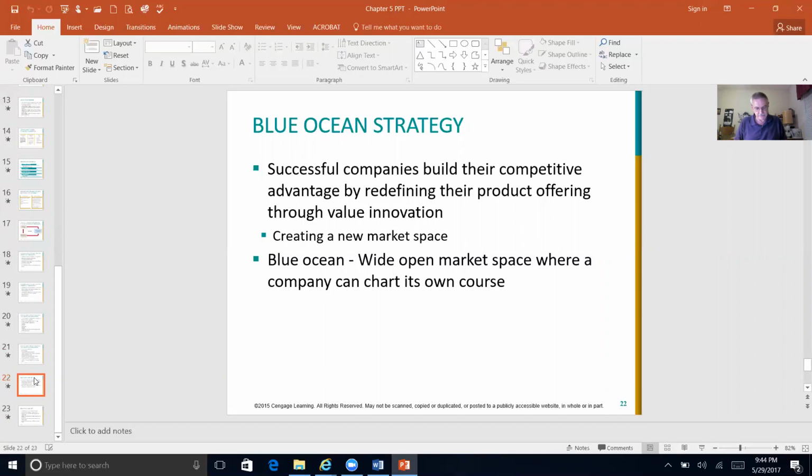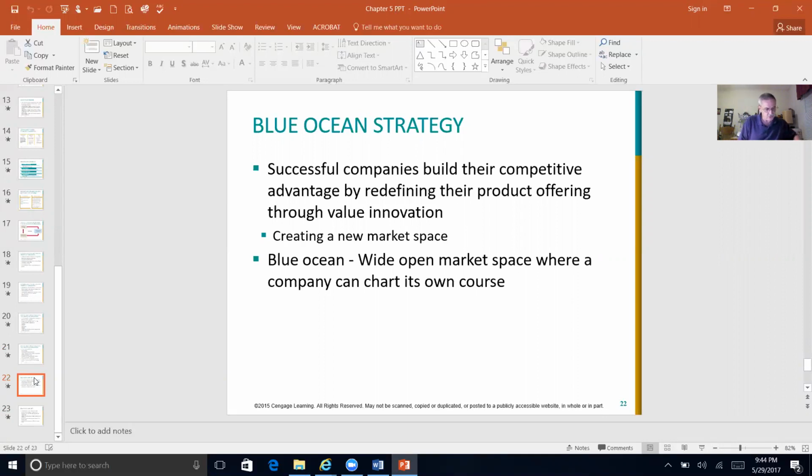Over on page 171, winding this conversation up, we get into this thing called the blue ocean. It's something where in some cases, the industry is trying to figure out ways to offer more value through differentiation at a lower cost than its rival. We talked about that with value innovation, and that basic proposition is that any successful company has built their competitive advantage by redefining their product offering through value innovation, in essence creating a new market space.